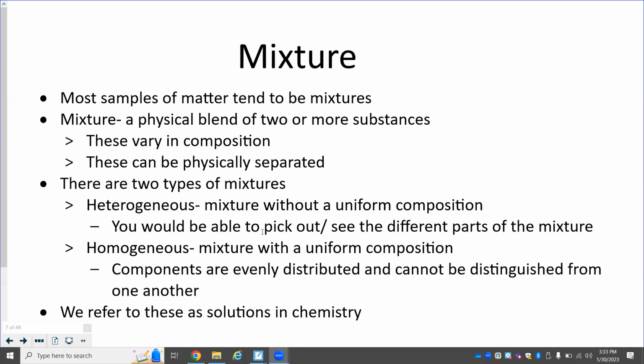The homogeneous mixtures we refer to as solutions in chemistry. So whenever we do lab and we have solutions, a lot of times we've taken that chemical and dissolved it in water. You cannot tell where the water is and where the chemical is. They mix together thoroughly, but it all looks like one substance.